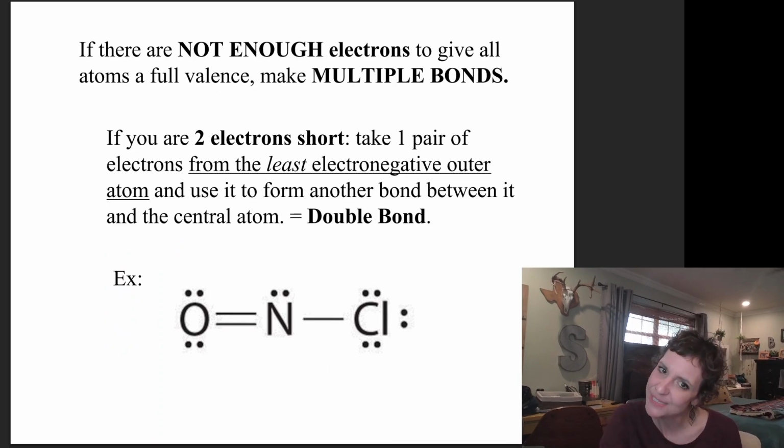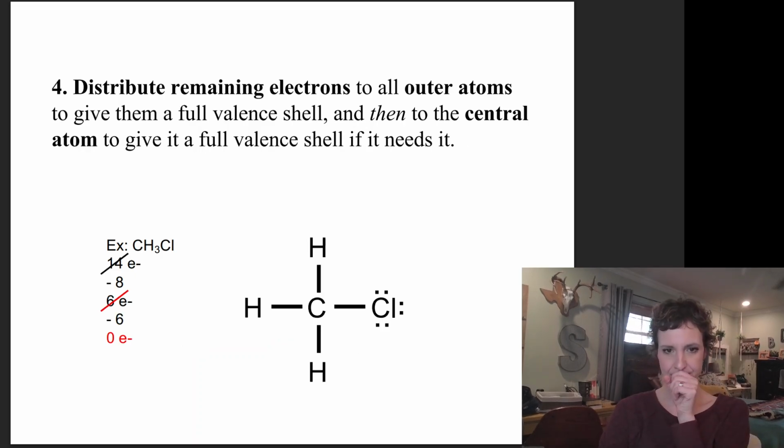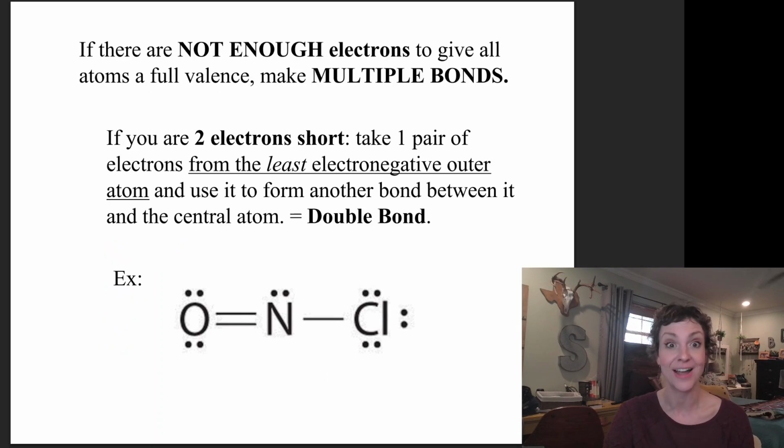But sometimes after this step, when I'm out of valence electrons, I go to the central atom and I'm like, oh no, you only have 6. Or, oh no, you only have 4. What do I do now? You guys, this is where we get to make double bonds and triple bonds. So if there are not enough electrons after step number 4 to give all my atoms a full valence, you get to make multiple bonds.